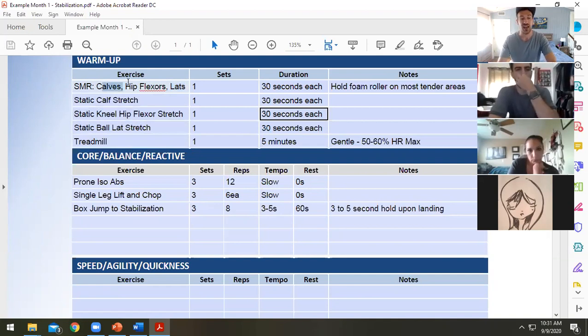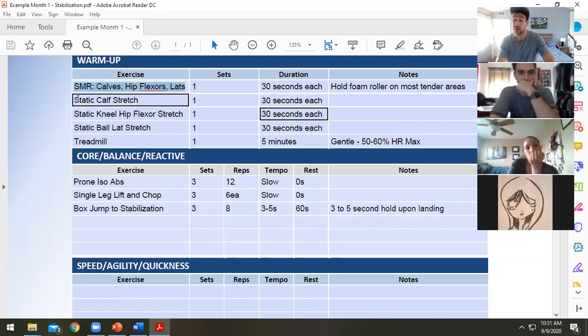So calves, hip flexors, and lats. What we did is we foam roll the calves in order to turn the muscles off, foam roll the hip flexors to turn the hip flexors off, and then foam roll the lats to turn them off. So we're going to SMR to turn these overactive muscles off, right? Then we're going to lengthen out those overactive muscles to keep them from turning back on.